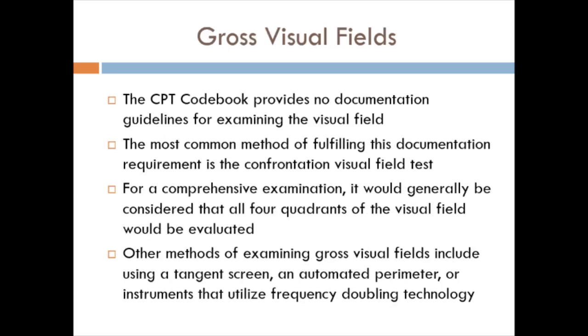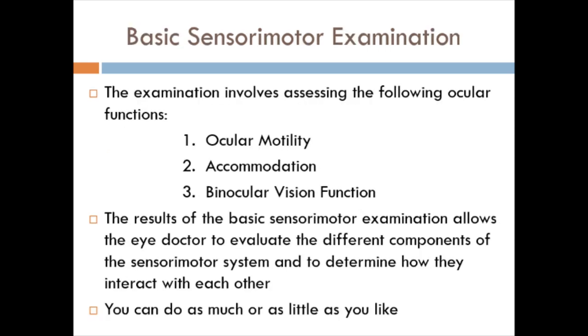The gross visual fields, same kind of thing. The CPT code book gives no documentation requirements or guidelines for examining the field. The way we were trained, the most common method is doing confrontations. You would do all four quadrants, always. You could use tangent screens, perimeters, anything you wanted. It doesn't specify the method. You've just got to prove that you made some attempt at examining the visual field in a gross manner or in a sophisticated manner. It doesn't have to really be gross. It could be a perimeter, and you could just record the results. But you got to do something to check their visual field.